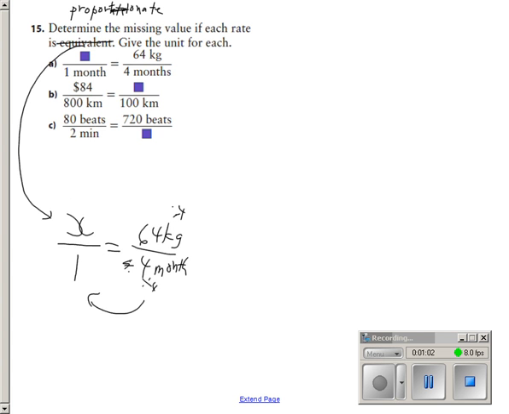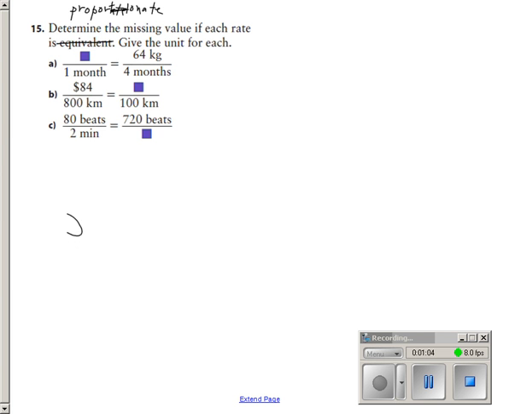If I look at the next one, let's just back this up a bit. There we go. $84 to 800 kilometers is proportionate to x over 100. Well, this is an even easier one because I just know I divide by 8 here and I divide by 8 here. 84 divided by 8 is 10 and a half. So $10.50 for 100 kilometers.